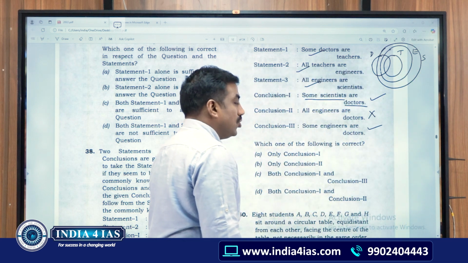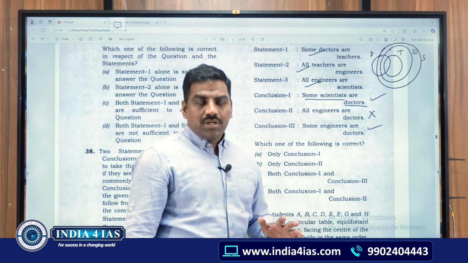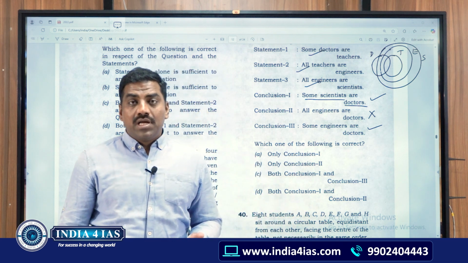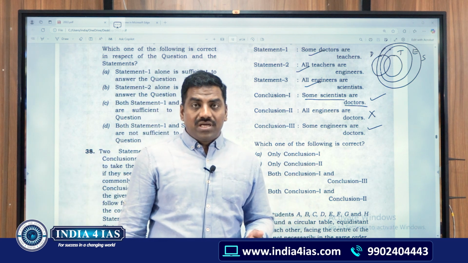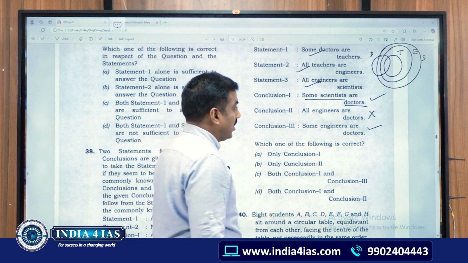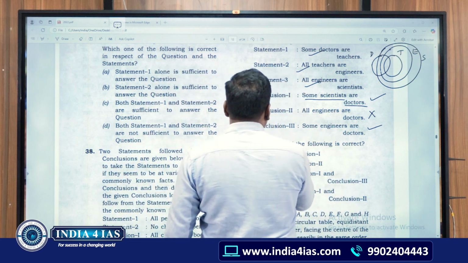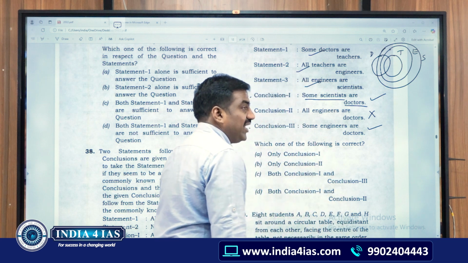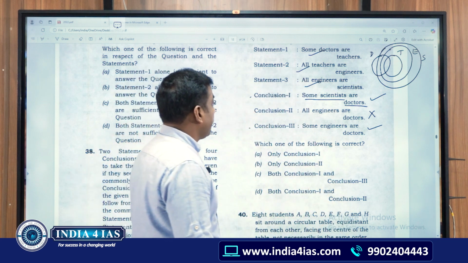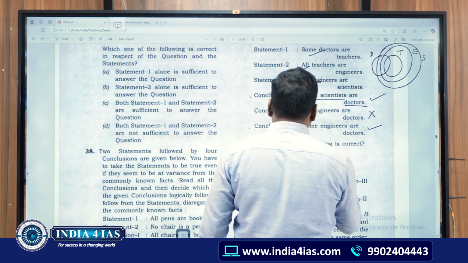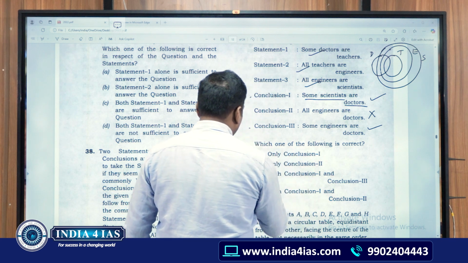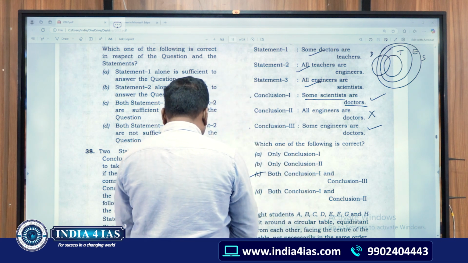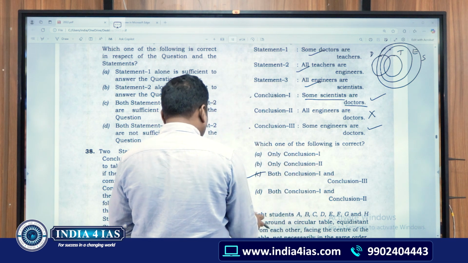So, in this case, don't apply your general knowledge. How can a doctor be an engineer? How can an engineer be a doctor? So, don't apply your brains here. Simply go by the given facts. That's all. Even if they are defeating your general knowledge, that's okay. So, here conclusions 1 and 2 follow. Next one.